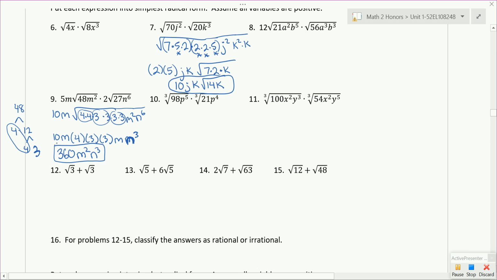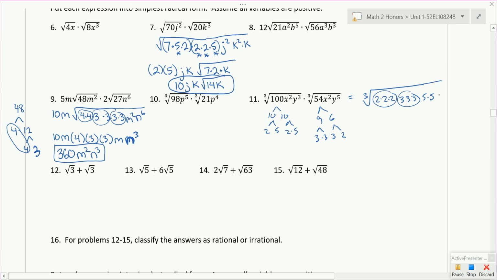Number 11, we're working cube root now. So we're looking for sets of 3. And so this is going to be the cube root of 100. 100 is 2 times 5 times 2 times 5. And then we got the 54, which is 9 times 6, or 3 times 3 times 3 times 2. So we end up with 3 2's, 3 3's, and 2 5's.